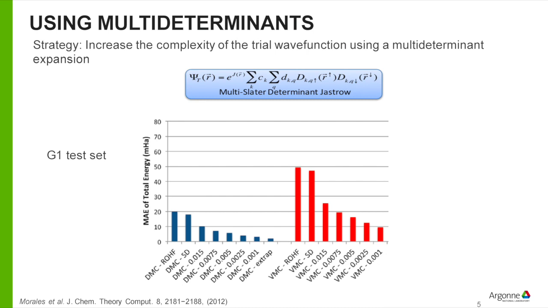So if we start doing MCSCF or CASSCF type of calculation, and we add determinants that have weight higher than 0.015, 0.75, 0.5, so we're increasing the number of determinants in our expansion, we see that we are reducing the energy, or reducing the error compared to what it should be, and this is on the G1 test set. Same thing happens for the VMC. So we can already see that we are reducing the error by adding complexity to our trial wave function. So that's great. There is a path forward to systematically improve the quality of our nodal surface.